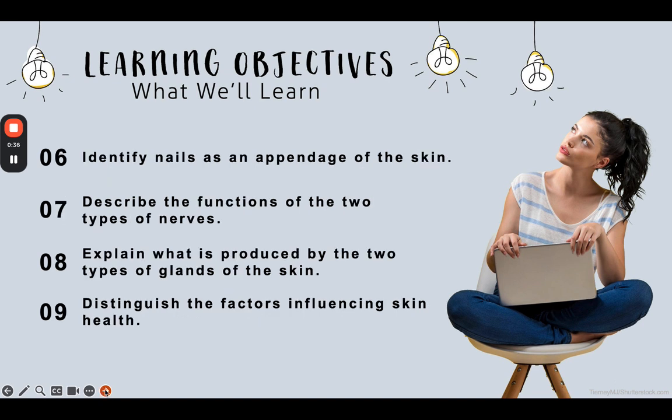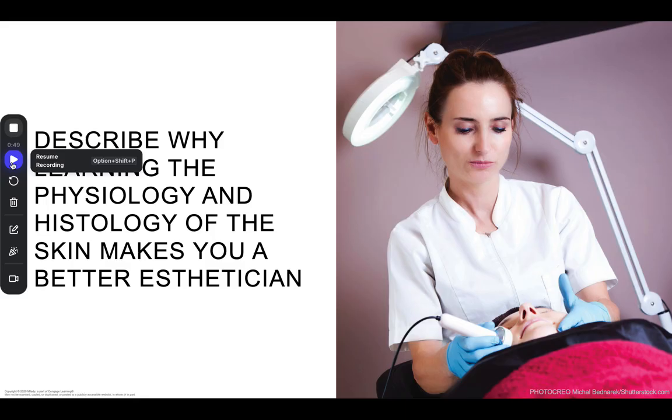Identify the nails as an appendage of the skin. Describe the functions of the 2 types of nerves. Explain what is produced by the 2 types of glands of the skin. And lastly, distinguish the factors influencing skin health.